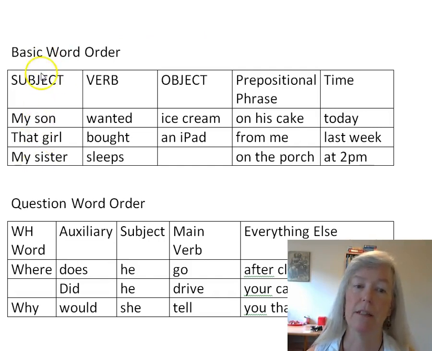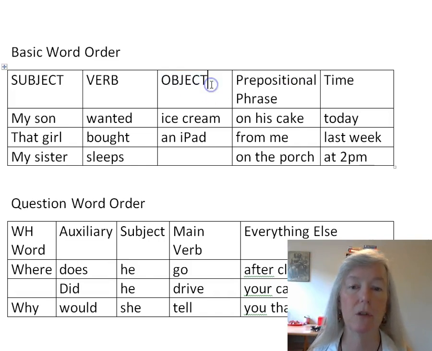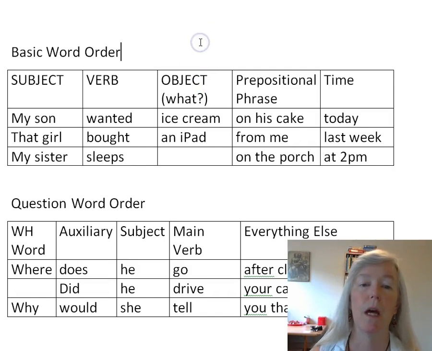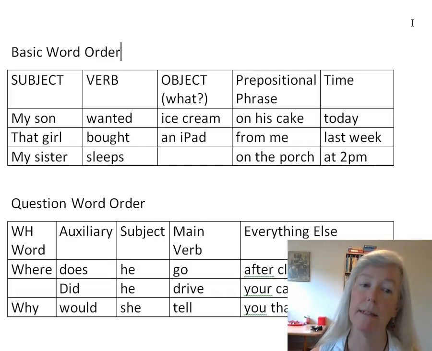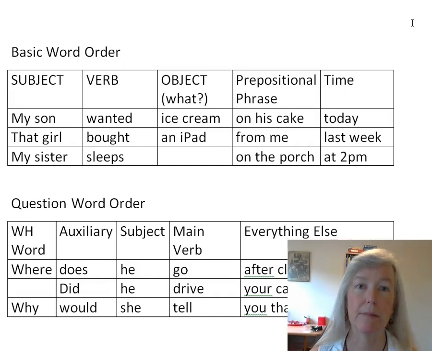So subject is the person who does the action. My son. Verb, wanted. My son wanted what? The object is the answer to what. The object answers what, or sometimes who. Usually what, sometimes who. But it's a noun. The girl bought what? I eat what? My son wanted what? My son wanted ice cream.